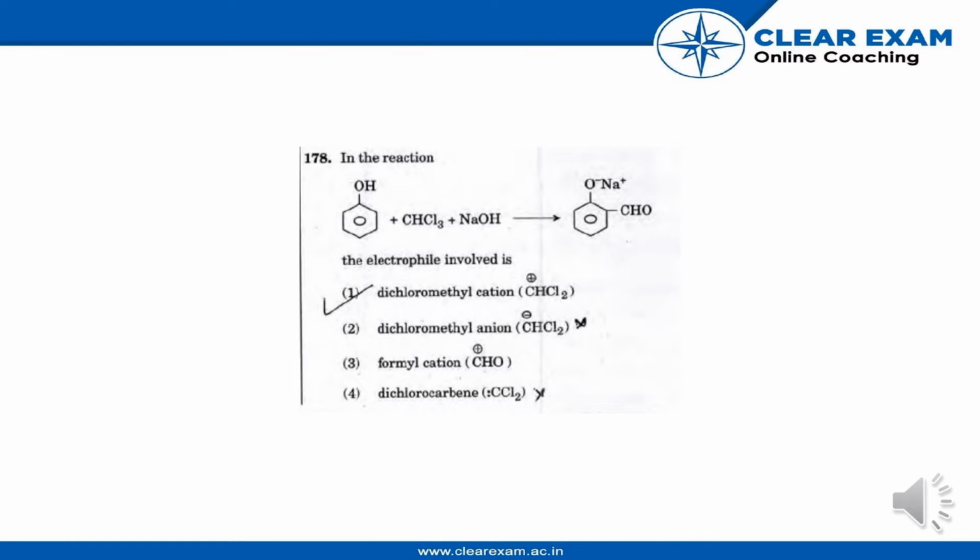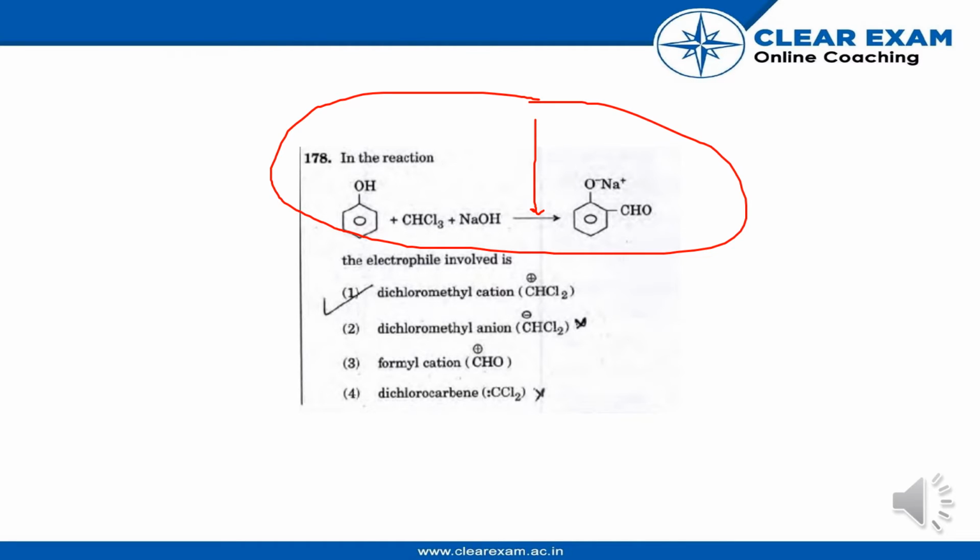In this reaction, this alcohol with benzene plus CHCl3 plus NaOH, the reaction is electrophilic. So we need to tell the electrophile involved in this reaction. In order to make this reaction happen, we need to add something here which will balance this reaction and make it possible. So how?